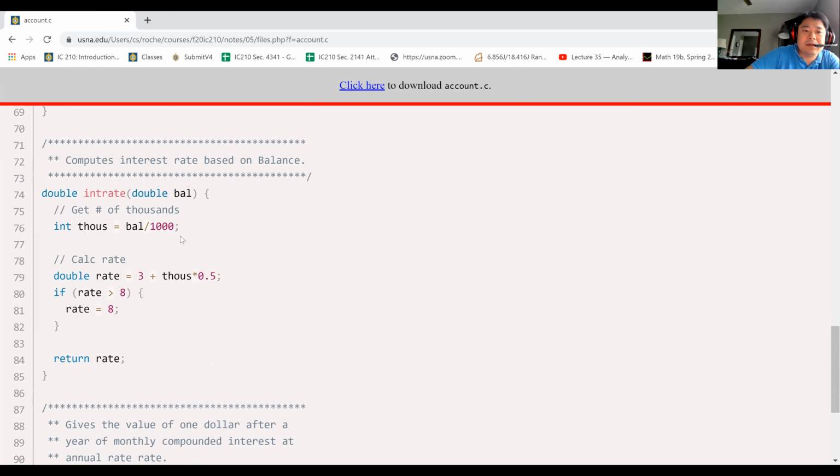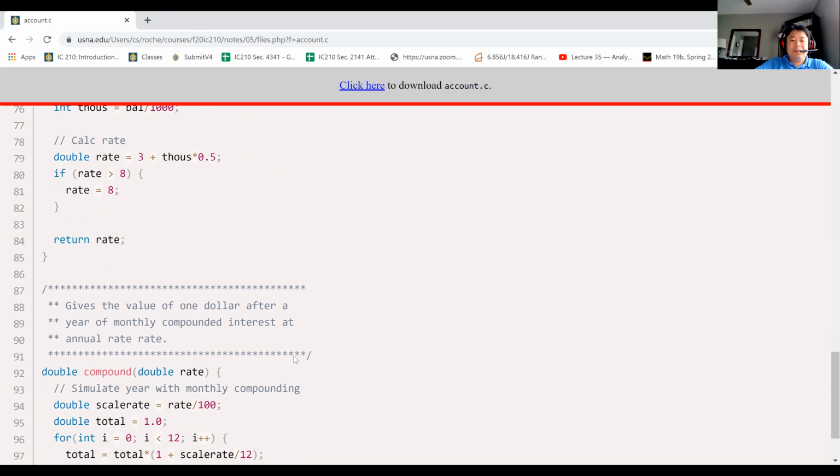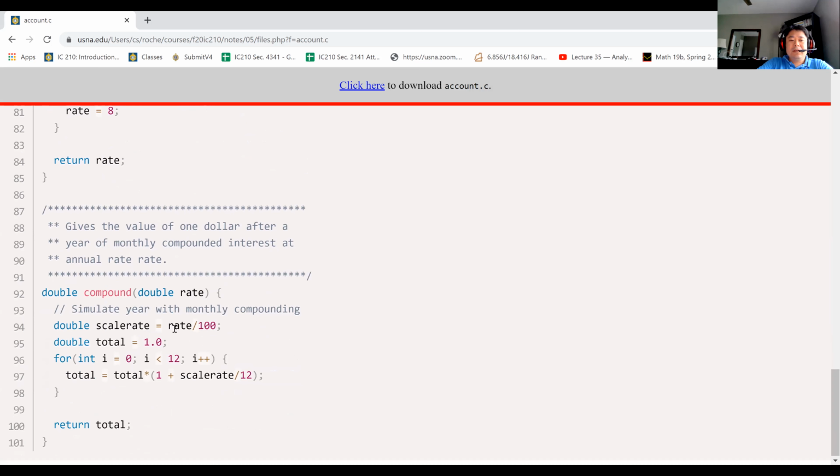What about rate? Well, starting with 3%, right? For every 1,000 more, you add 0.5, and this is integer division, so it's really the quotient. That's how you do it, and the max rate is 8, so this is it. And you just return the rate. And then compound rate is what? Because rate is a percent, the actual real number is computed by dividing by 100.